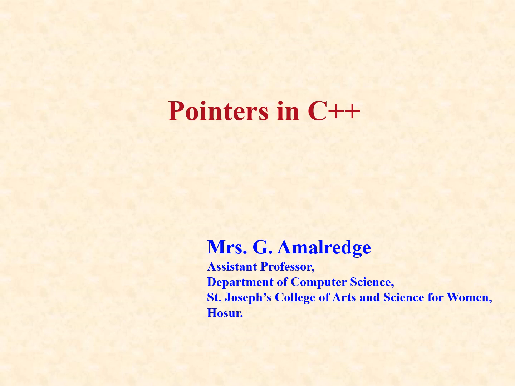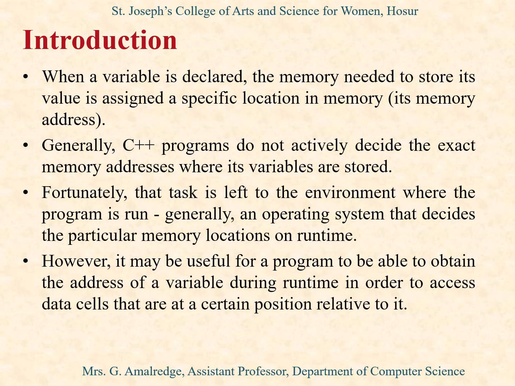In this video, we are going to learn about pointers in C++. When a variable is declared, the memory needed to store its value is assigned a specific location in memory that is called memory address. Generally, C++ programs do not actively decide the exact memory addresses where its variables are stored. Fortunately, that task is left to the environment where the program is run.